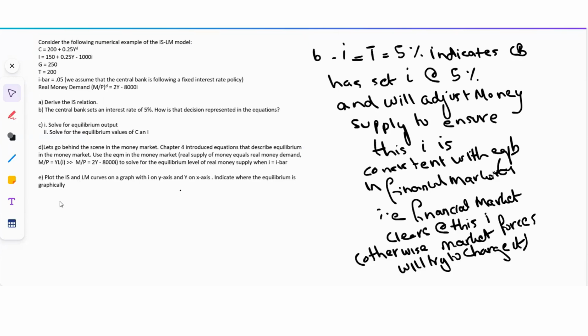Now, in part E, we want to plot the IS and LM curves on a graph with i on the y-axis and Y on the x-axis, and indicate where the equilibrium is graphically. So let's do that.